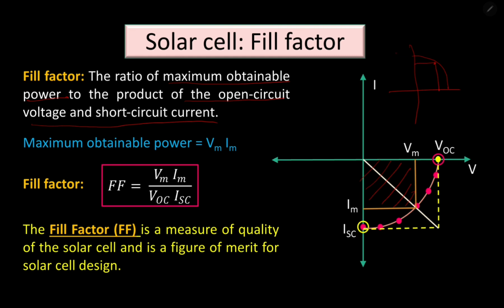This is our ISC, this is VOC, this point is IM, and this point is VM, and this is our maximum power obtained. They are plotting this for convenience to explain, but actually we are getting the plot in the fourth quadrant. Okay, so you should not get confused.